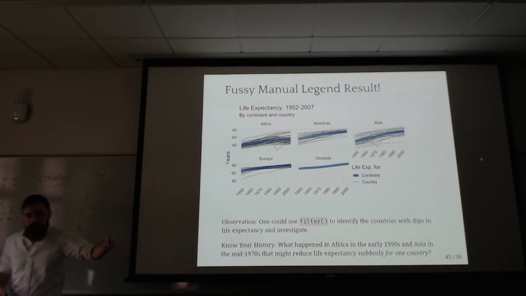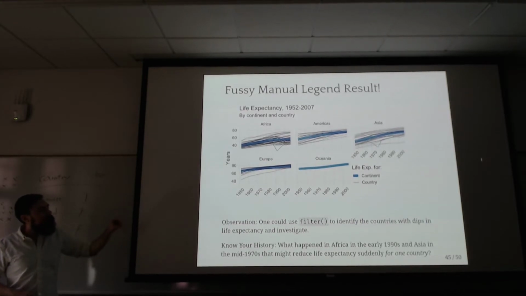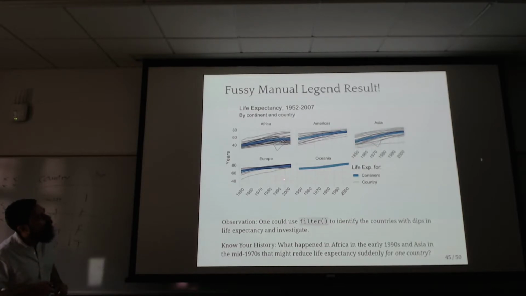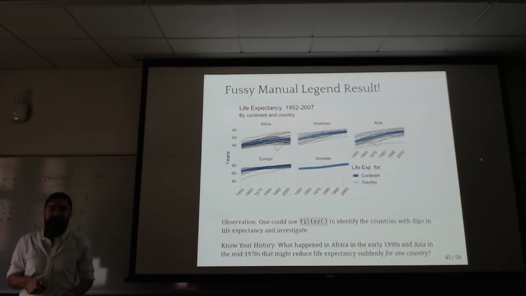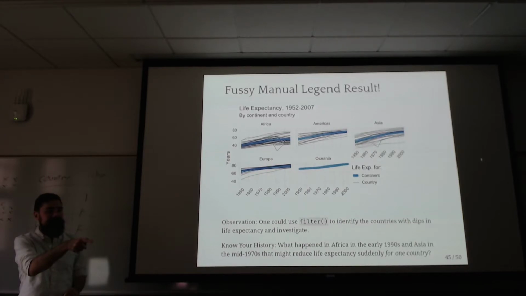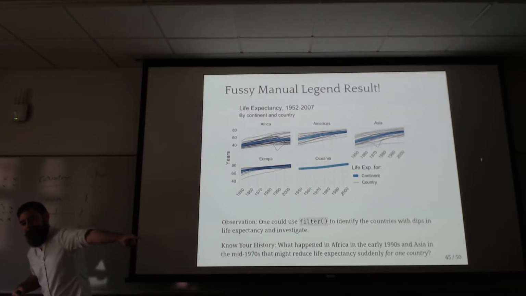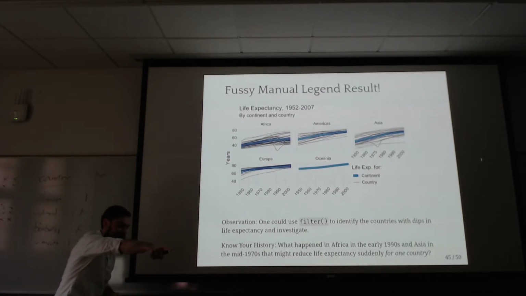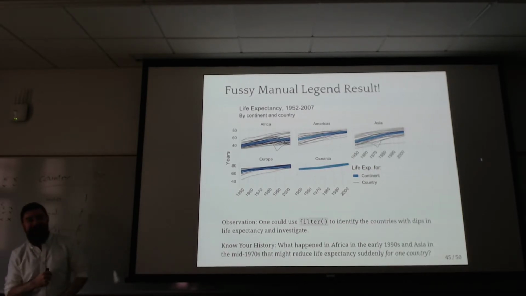Something interesting you'll see immediately, now that I've plotted all the data in this way, is that there are some odd things going on. Do people know what could possibly have been happening in this time period? So this is about the mid-early 90s in one country in Africa and the mid-late 70s in one country in Asia. People know your history? The Rwandan genocide in Africa in the 1990s and the Khmer Rouge genocide in the 70s.